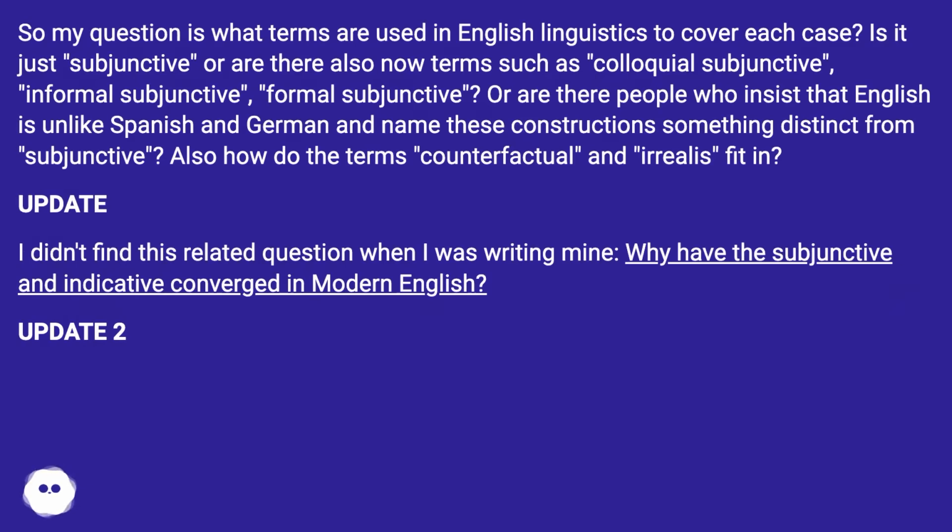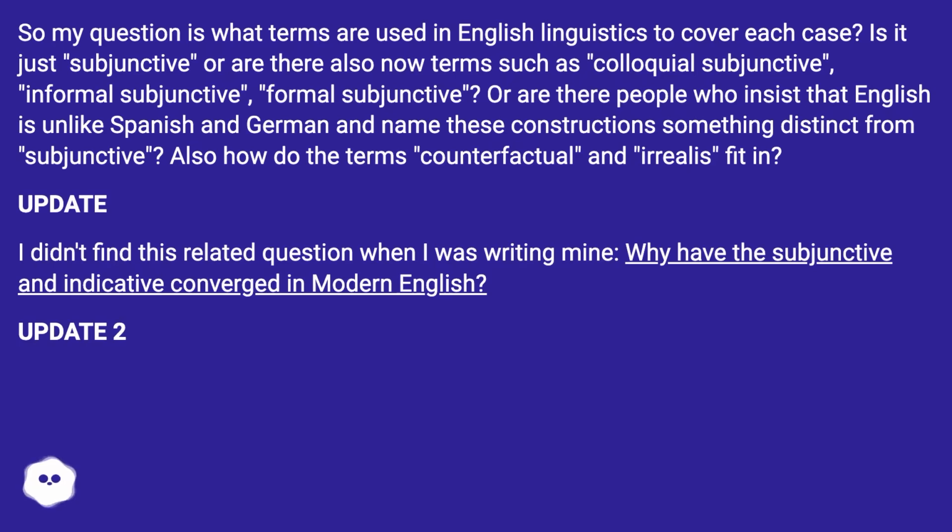So my question is, what terms are used in English linguistics to cover each case? Is it just subjunctive, or are there also terms such as colloquial subjunctive, informal subjunctive, formal subjunctive? Or are there people who insist that English is unlike Spanish and German and name these constructions something distinct from subjunctive? Also, how do the terms counterfactual and irrealis fit in?